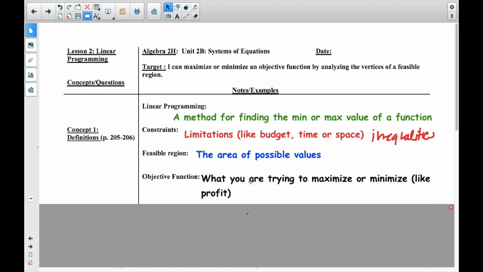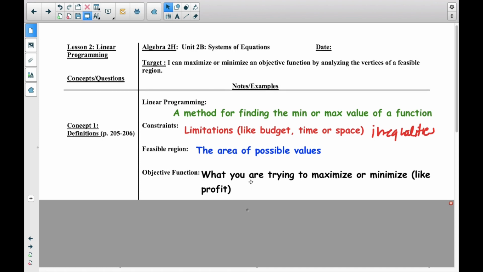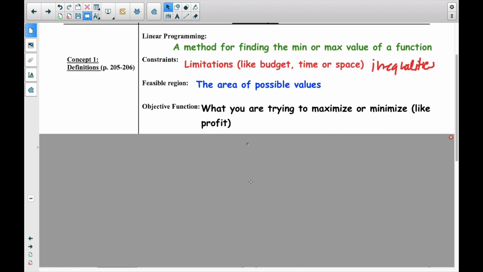The objective function is what you're actually trying to maximize or minimize, like profit. What are you trying to actually obtain with this study or this method that you're doing? So that's the objective function. The objective function will come at the very end. Sometimes it's maybe the most obvious one to define, but we wait until the very end before we actually use it. Let's look at an example.